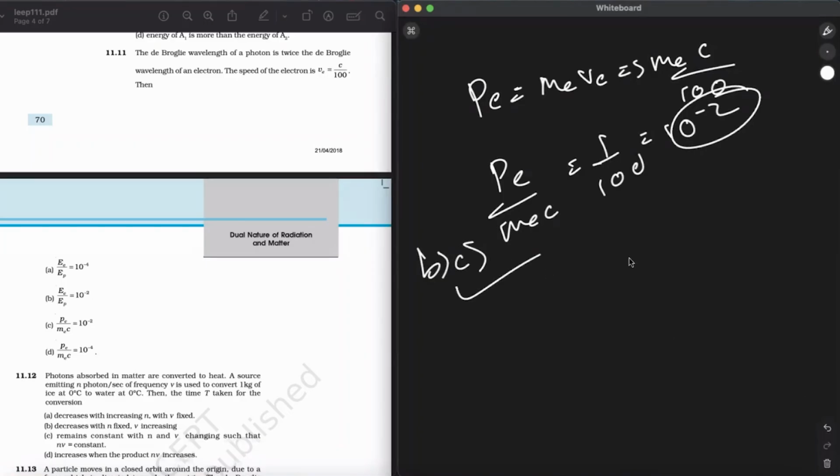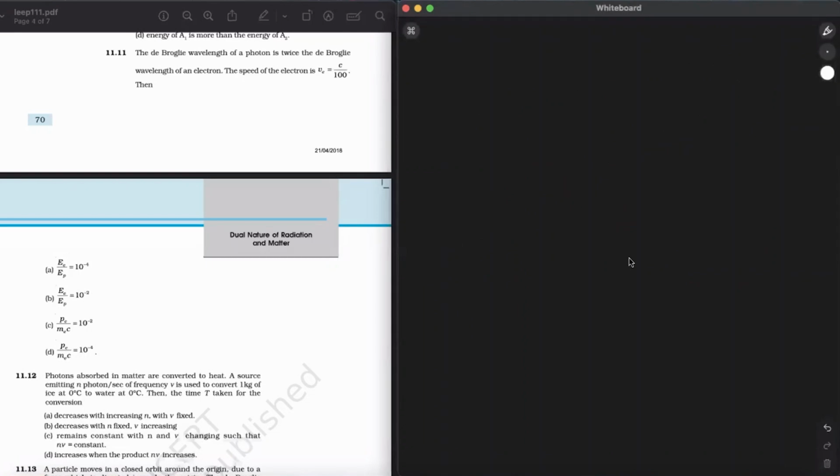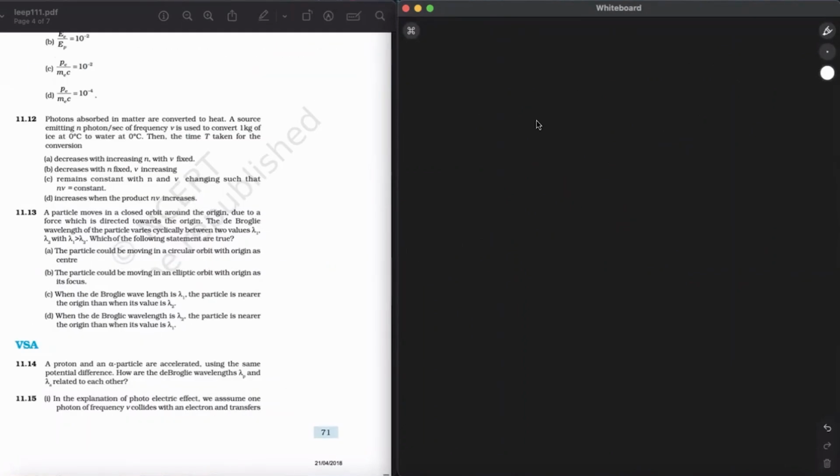Very good question, this one. You can mark it important. See, it is using all the concepts that are important for this chapter. Now, question number 12. Photons absorbed in a matter are converted to heat. A source emitting n photons per second of frequency nu is used to convert 1 kg of ice at 0 degrees Celsius to water at 0 degrees Celsius in the time taken t.